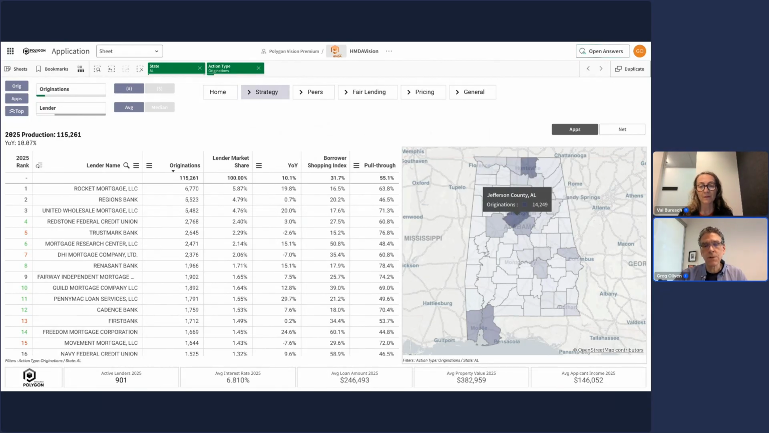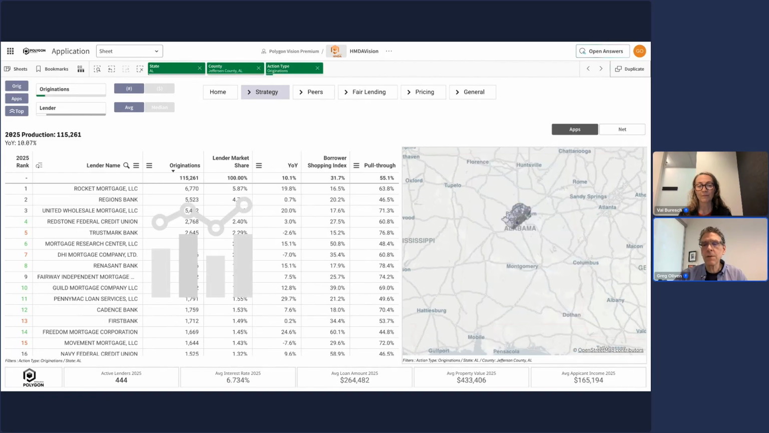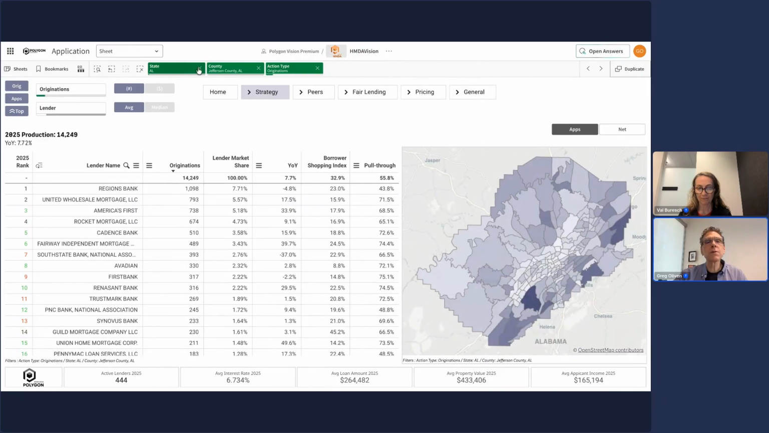The second way we can filter, though, since we went to the filter sheet for the first one, let's just use the map for the second one, and we can click on the map itself and select a county, and we see that in the breadcrumbs along the top. And now we're looking at a census tract view within the county we selected, Jefferson County. And the reason we have this great granularity is that HMDA data is reported at the census tract level.